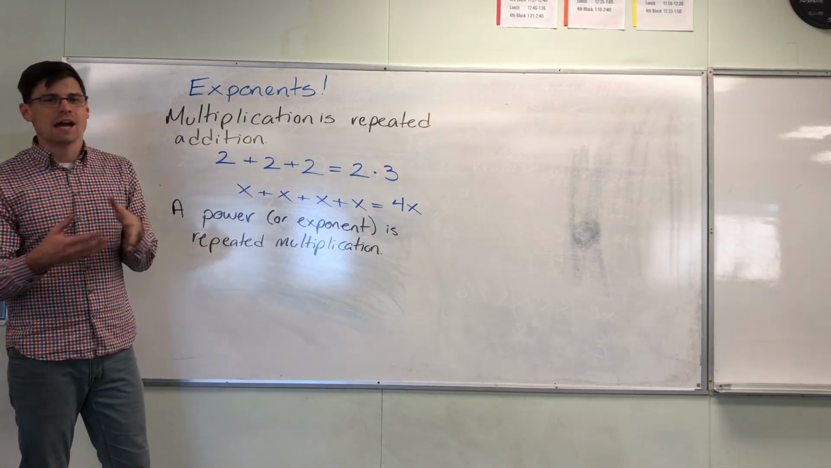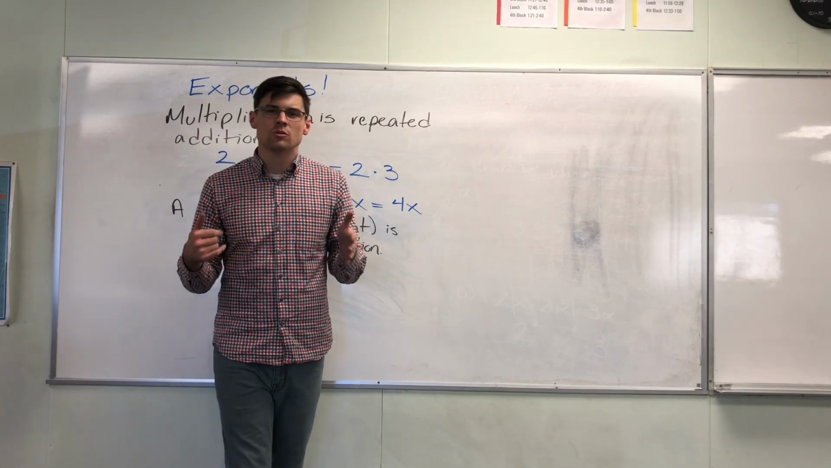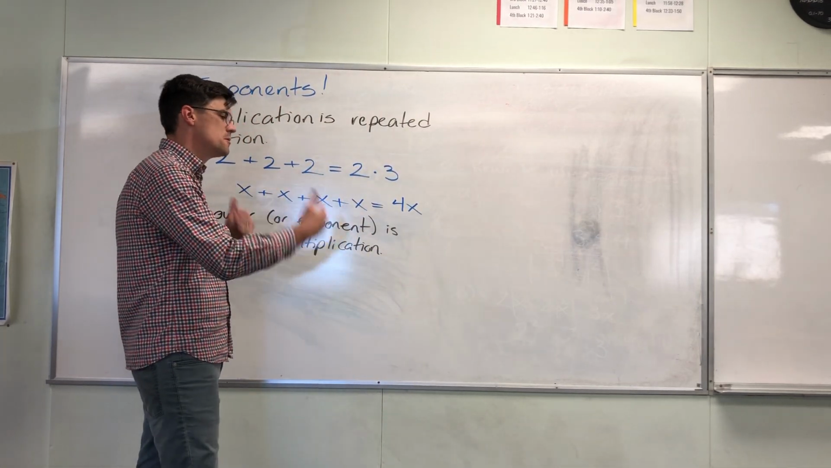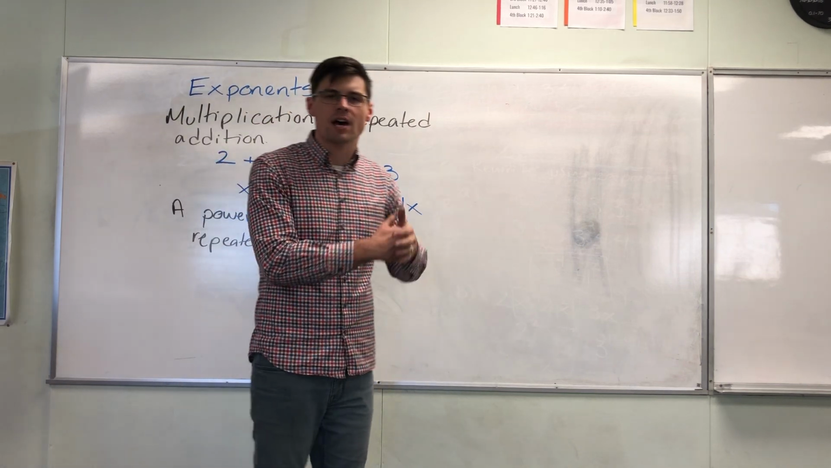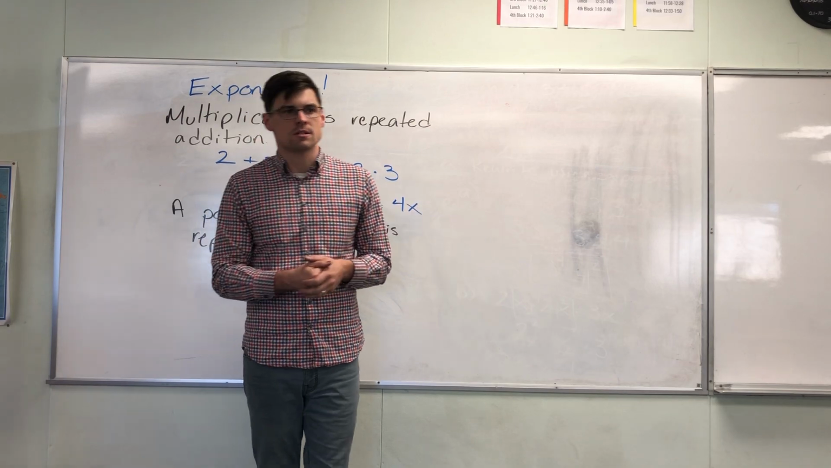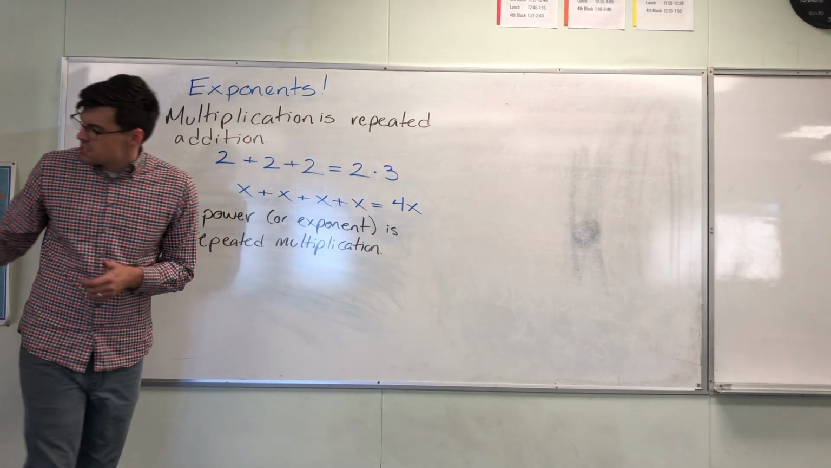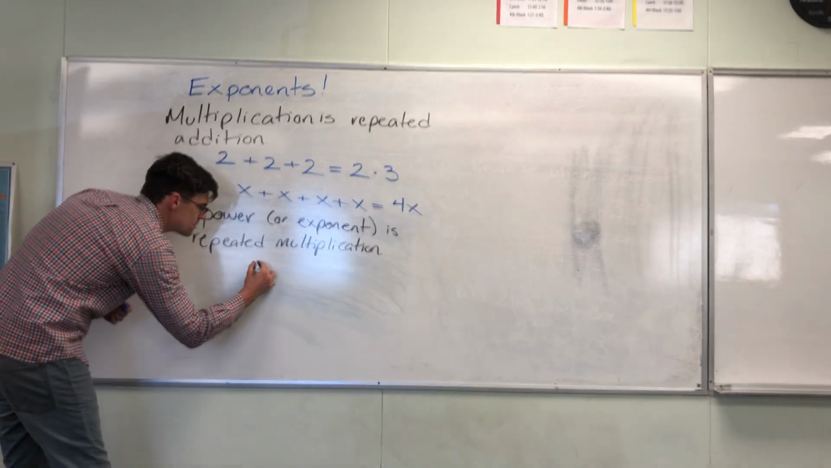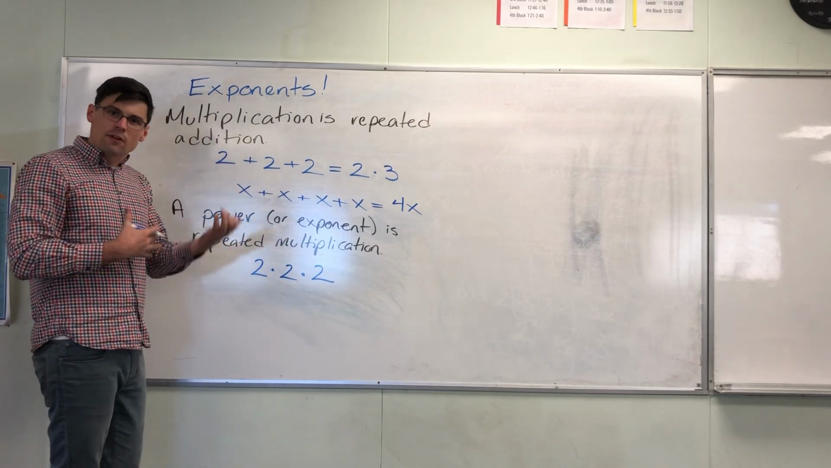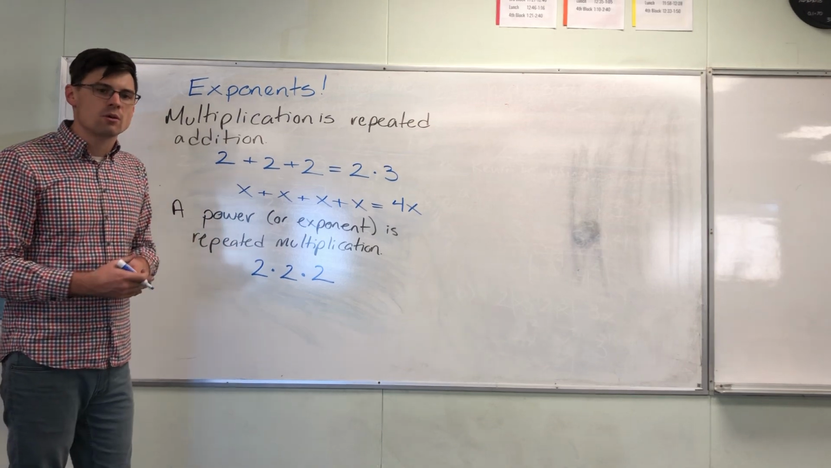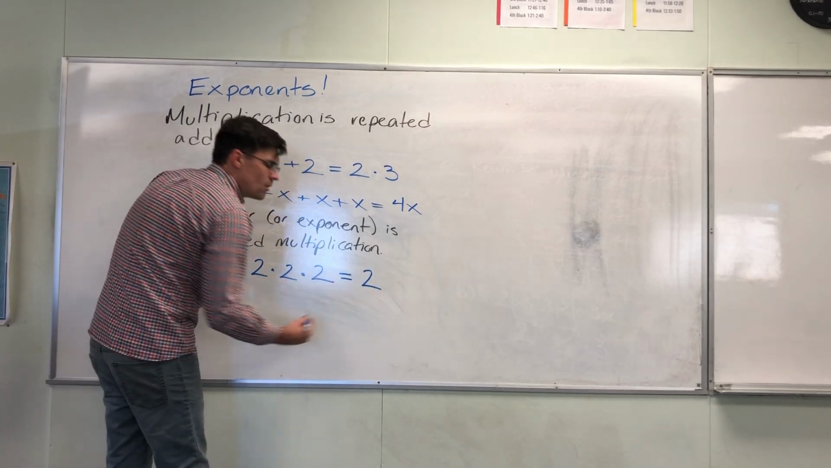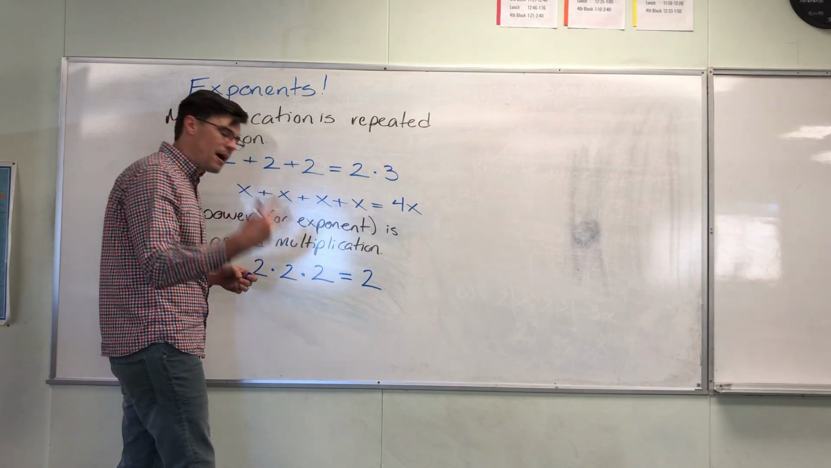In fact, let's say that we wanted to add 2 to itself 1,000 times. That means we'd have to write 2 plus 2 plus 2 plus 2 plus 2 1,000 times, when we could just simply write 2 multiplied by 1,000. If I have 2 times 2 times 2, I want a shorthand for that as well, and the shorthand that we've created is to say that this is the same as 2 raised to the 3rd power.